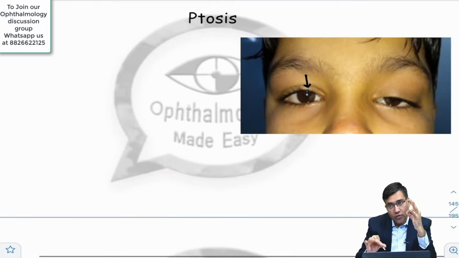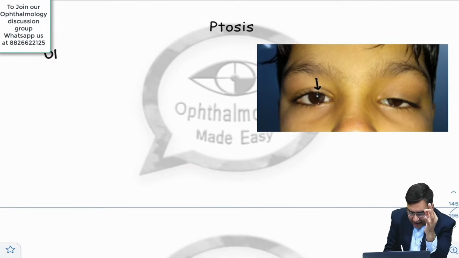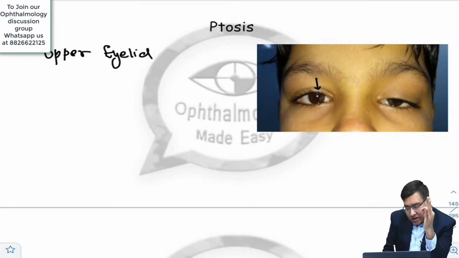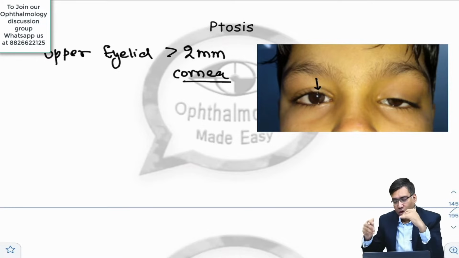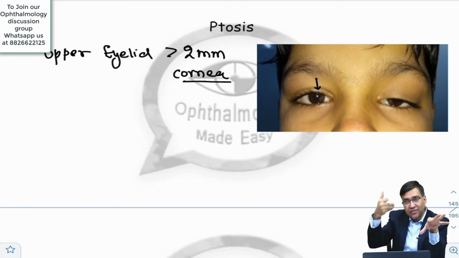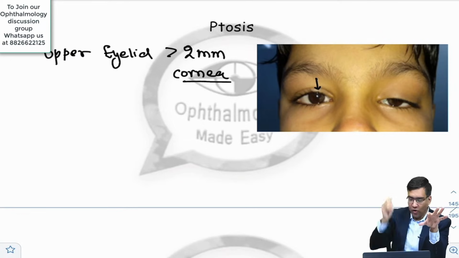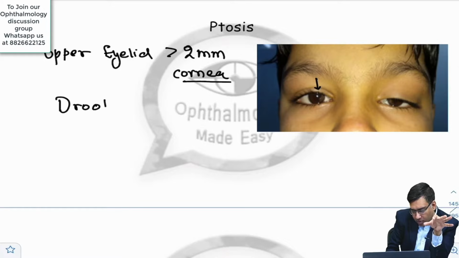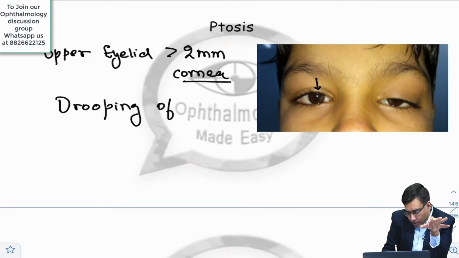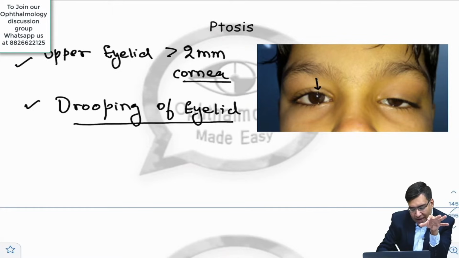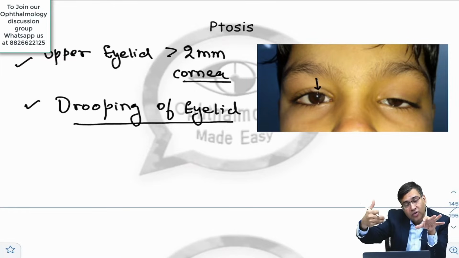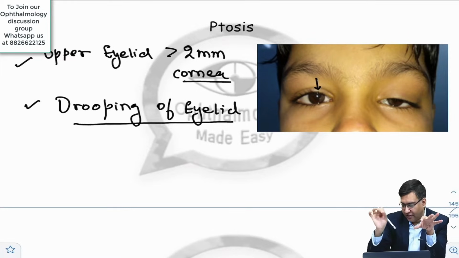So the definition of ptosis is basically when the upper eyelid covers more than 2 millimeter of cornea, then it is called ptosis. Okay, so ptosis, as the word basically says, means there is a drooping of eyelid. So this is the general definition, drooping of eyelid, and an upper eyelid which is covering more than 2 millimeter of cornea, this is the specific definition of the patient.